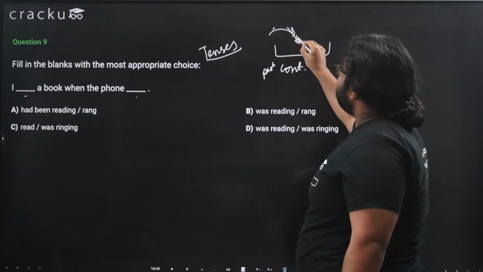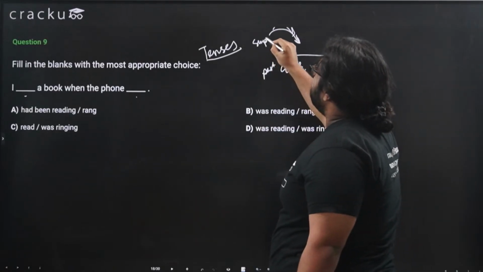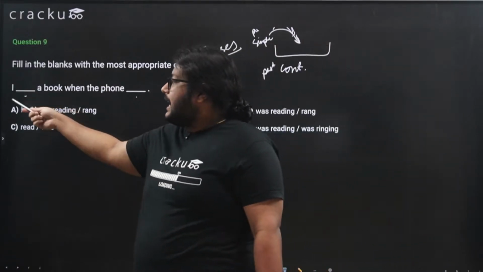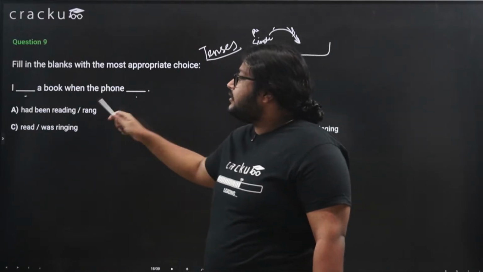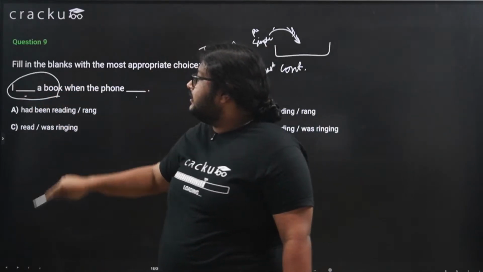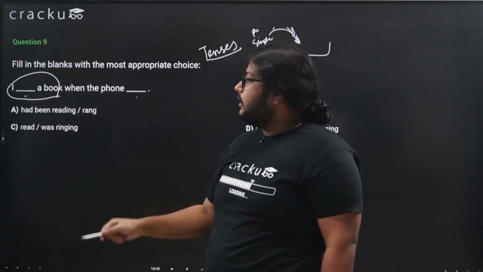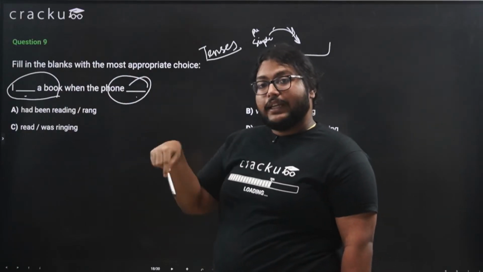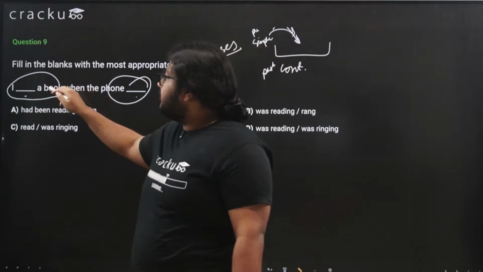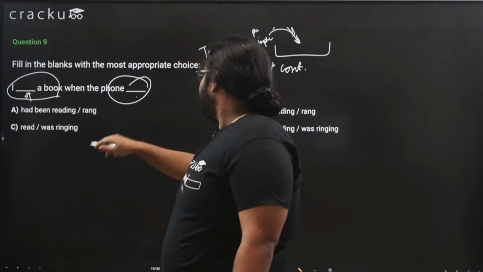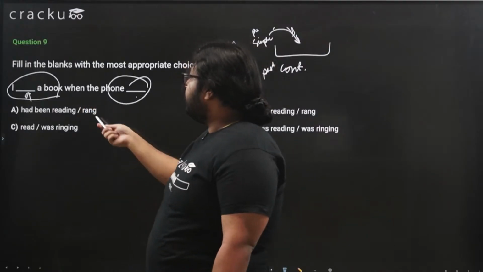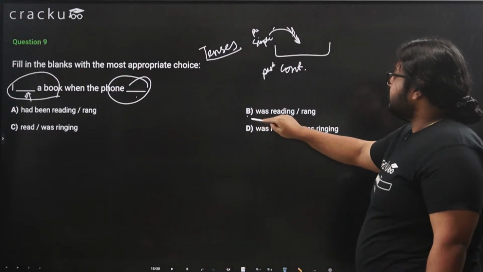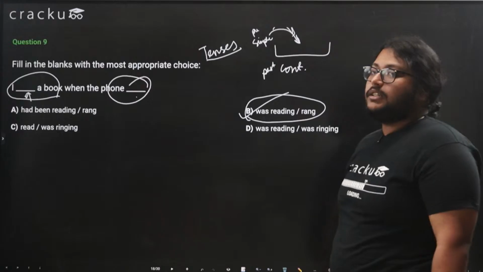And the action which takes place in the middle will be a simple tense, like present or past, both work. So in this case, I dash a book when the phone dash. This action was going on, right? The reading of the book was going on and the phone rang. The ringing of the phone took place when the person was reading the book. So this will be a continuous tense. It would be I was reading the book when the phone rang. Option B should be the correct choice here.